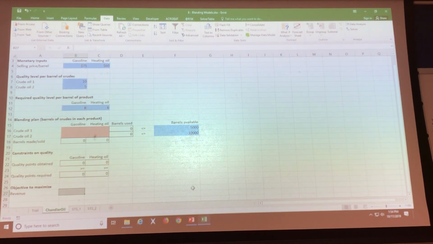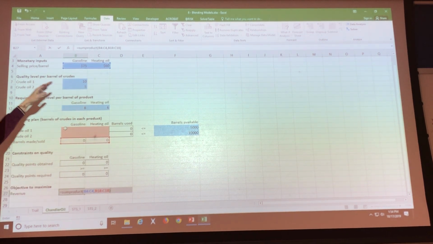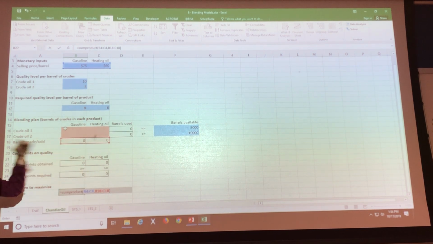Last but not least, revenue. What's the revenue? Is it barrels sold times the selling price? Yeah, the barrels sold times the selling price, which, because there are two of each of them, is going to be the sum product of that. That's what revenue always is, right? It's always selling price times units sold. So it's the selling price on each of the two products, and the amount sold on each of the two products.